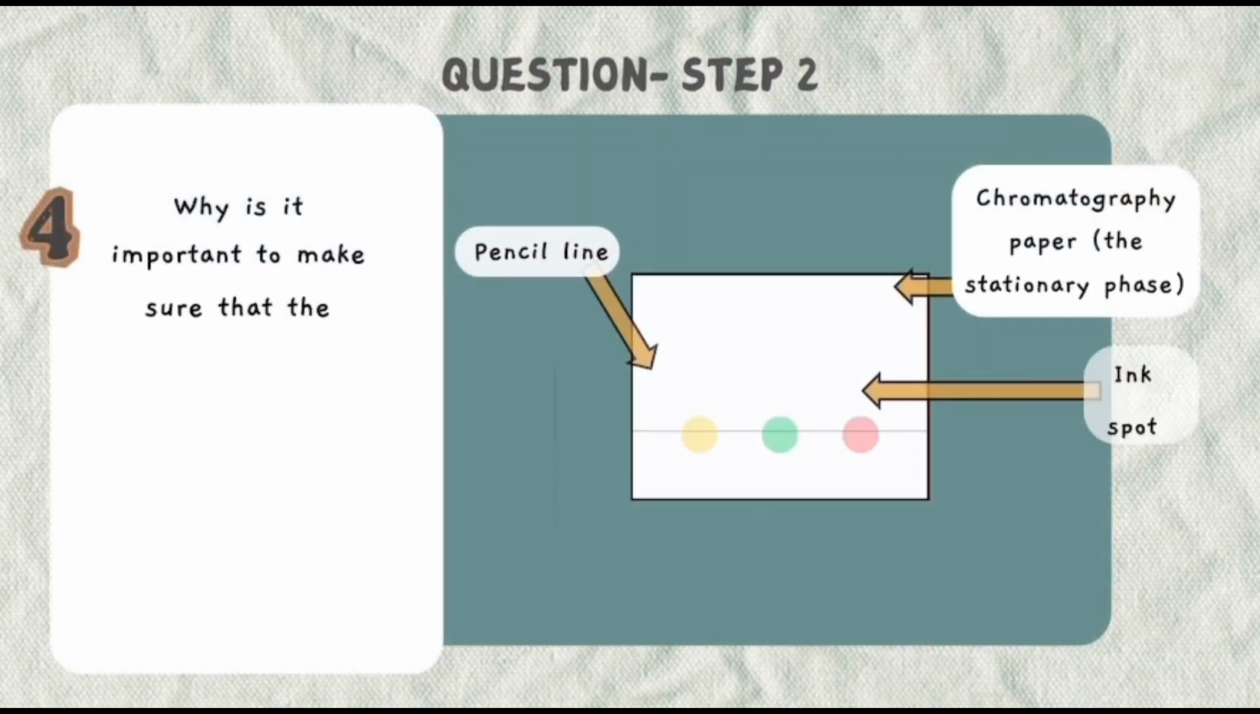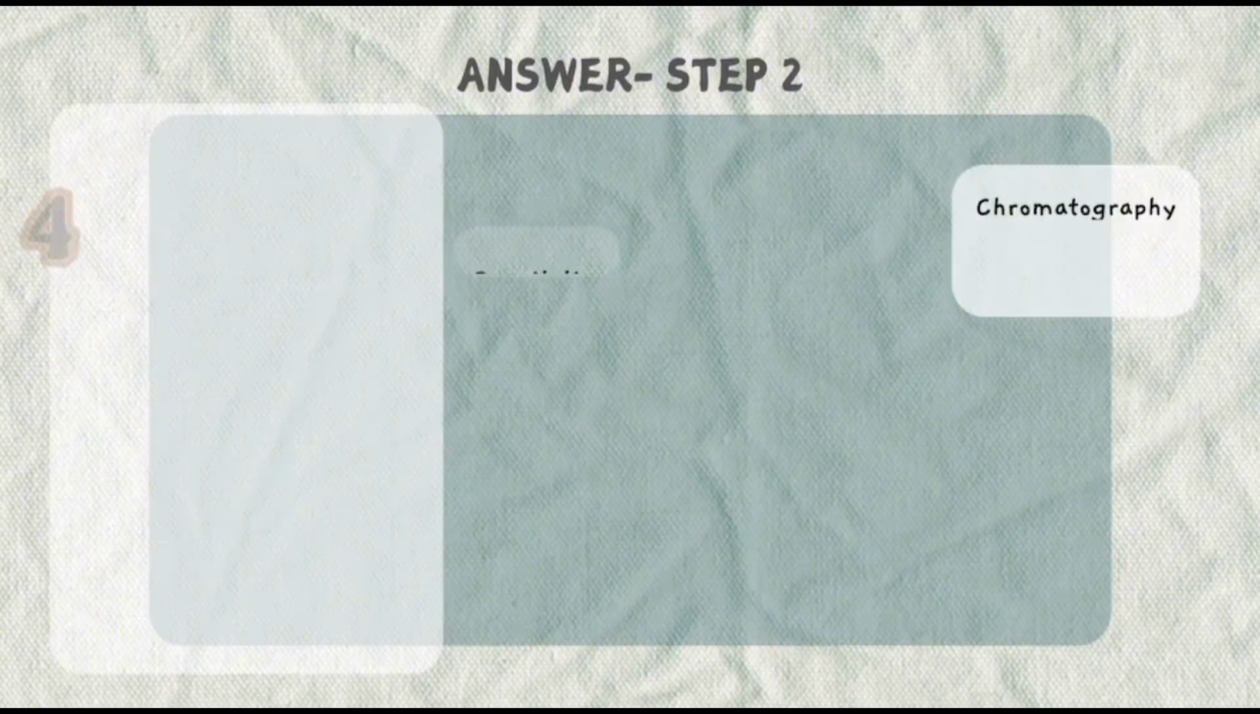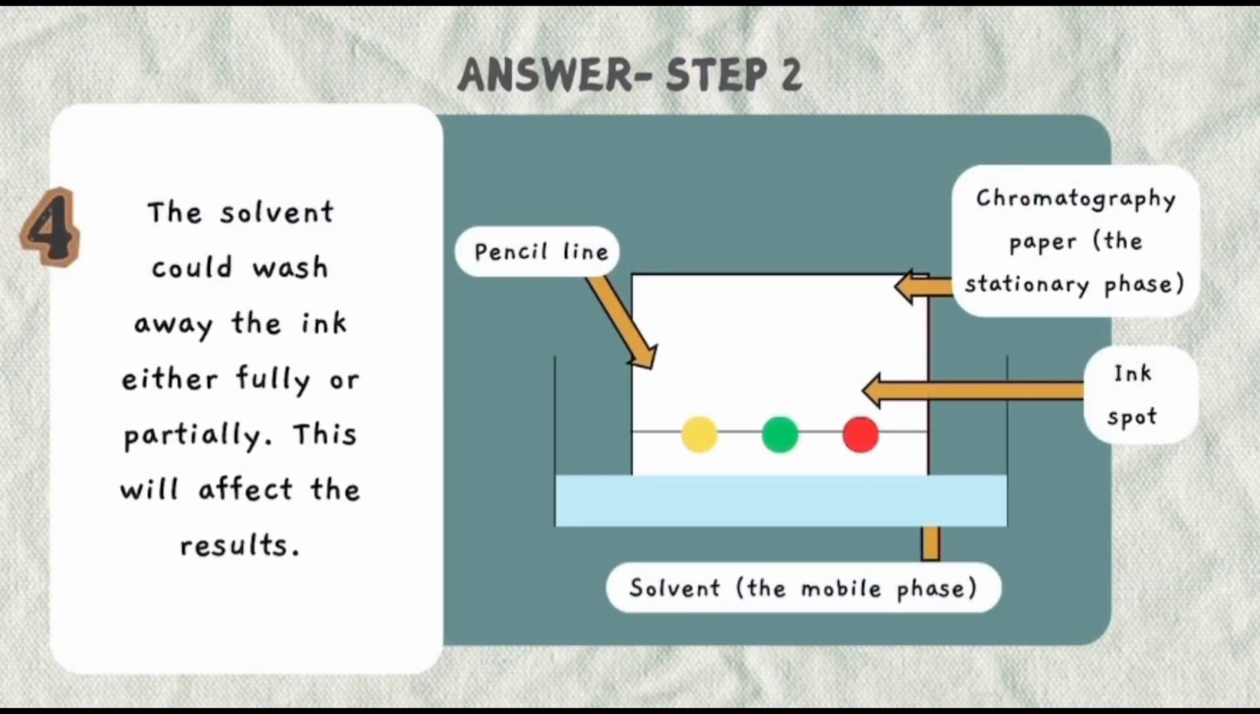Question for step 2. Why is it important to make sure that the solvent is not covering the pencil line or touching the ink spot? The answer is, the solvent could wash away the ink either fully or partially. This will affect the result.